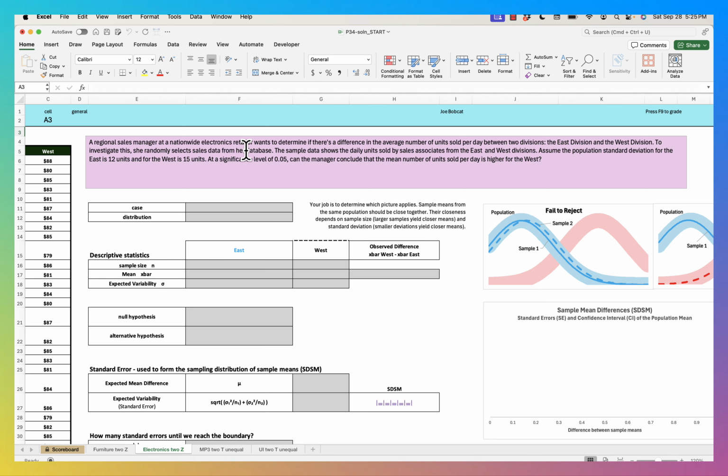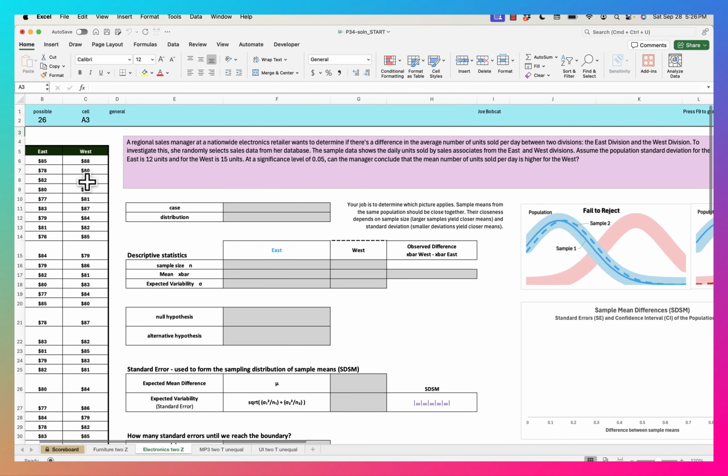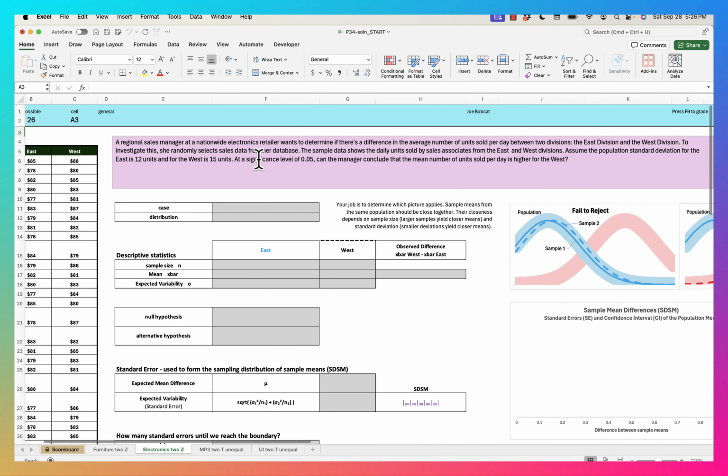So a regional sales manager at a nationwide electronics retailer wants to determine if there's a difference in the average number of units sold per day between two divisions, the East Division and the West Division. To investigate this, she randomly selects sales data from her database. The sample data shows daily units sold by sales associates from the East and West divisions. You can see here, East and West. Assume the population standard deviation for the East is 12 units and for the West is 15 units. At a significance level of 0.05, can the manager conclude that the mean number of units sold per day is higher for the West?